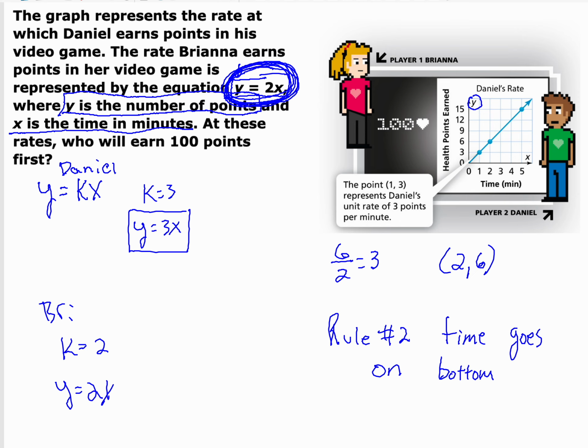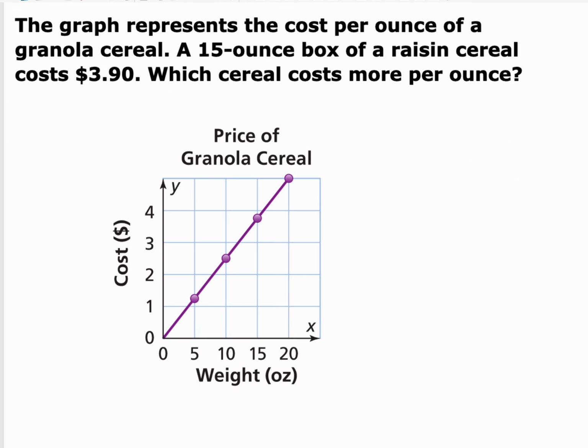Okay. So let's look at another example. The graph represents the cost per ounce of a granola cereal. All right. So the graph is the granola cereal. A 15-ounce box of raisin cereal costs $3.90. Which cereal costs more per ounce? So we're looking for the one that's most expensive.